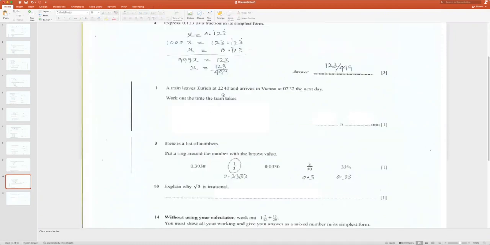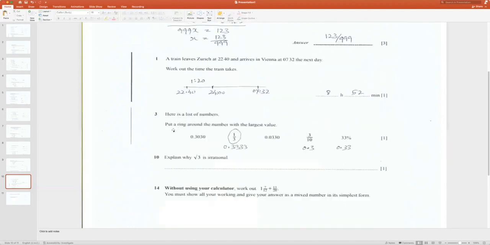A train leaves Zurich at 22:40 and arrives in Vienna at 7:32 the next day. Work out the time the train takes. We can write like this. In Zurich, it is starting 22:40. It arrives in Vienna at 7:32. 22:40 to 24:00, 1 hour 20 minutes going. So then again 7 hours 32 minutes going. So we can add these two. So we can get 8 hours 52 minutes.